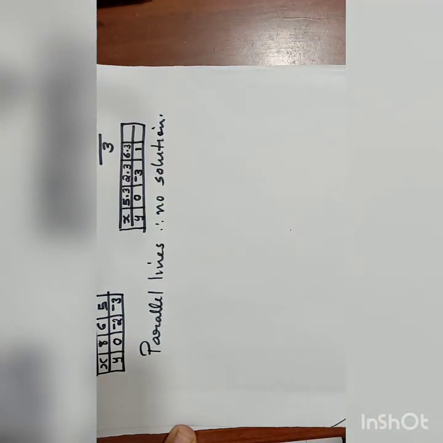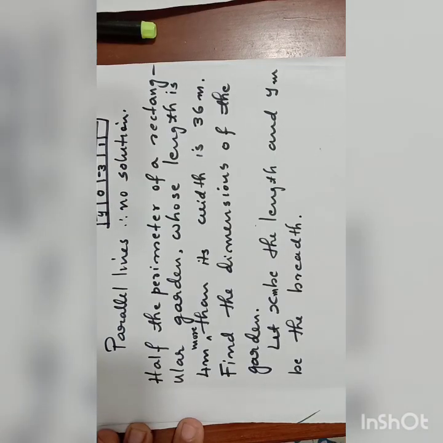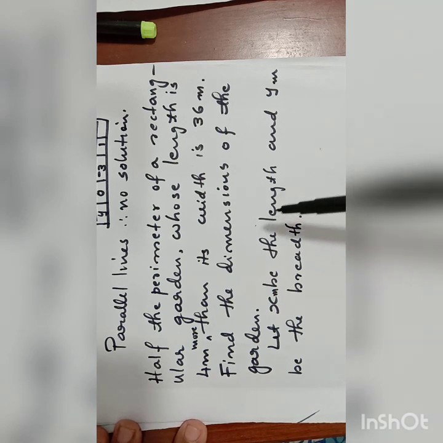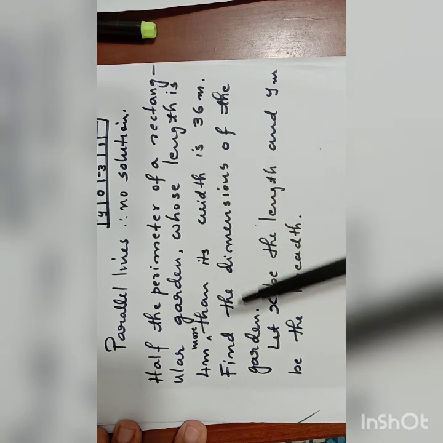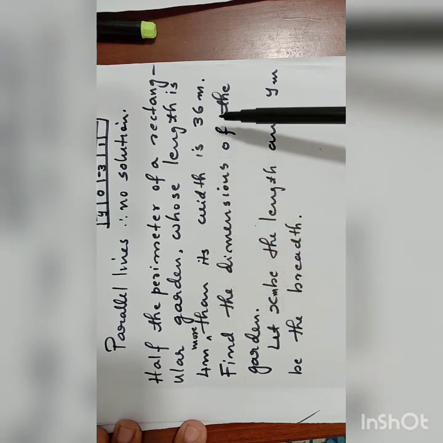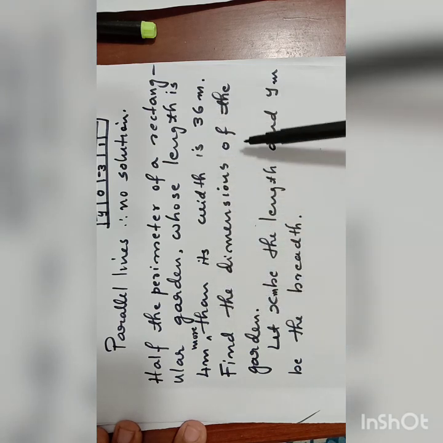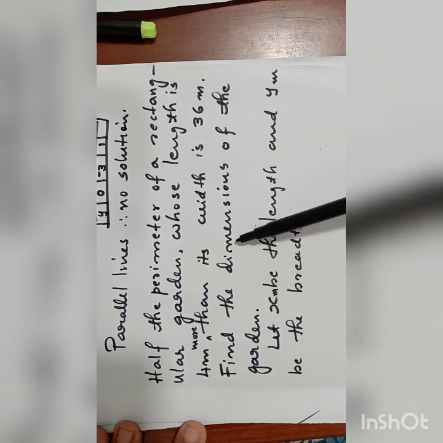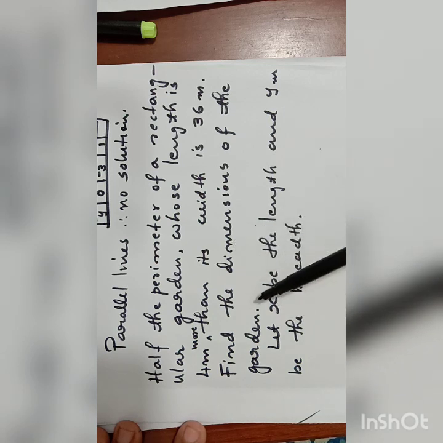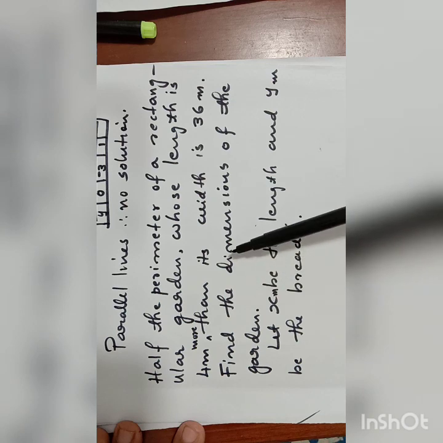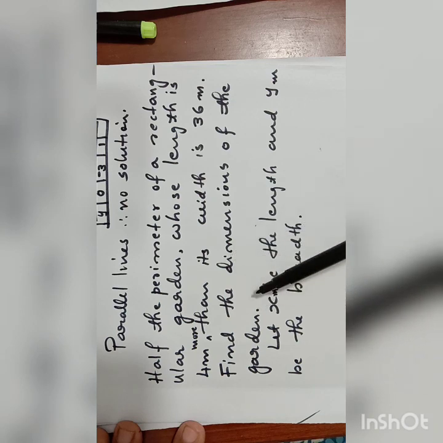Now again we have to do some of the problems. Here we have the next question from the textbook itself, page number 50, NCERT question. Half the perimeter of a rectangular garden whose length is 4 meter more than its width is 36 meter. Find the dimensions of the garden. Dimension means both L and B we have to find out, length and breadth. It is of rectangular shape.